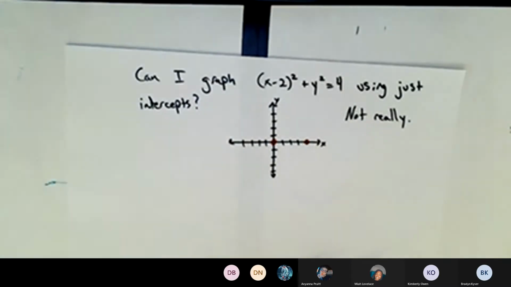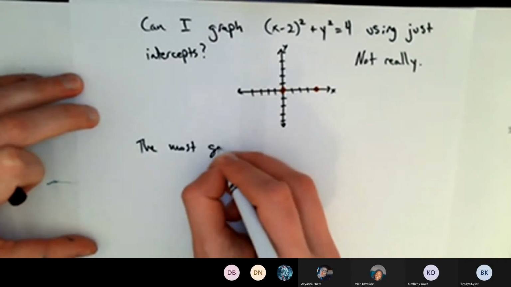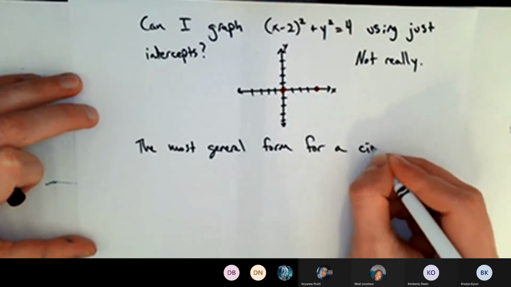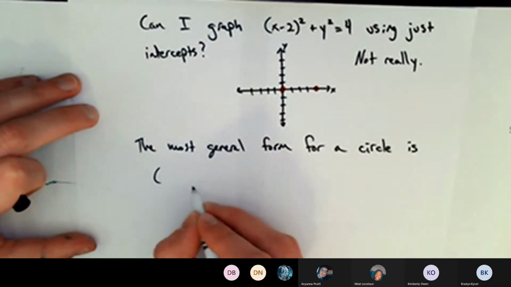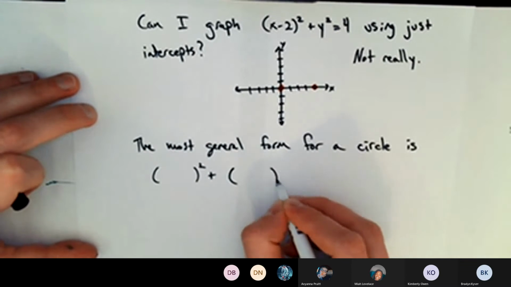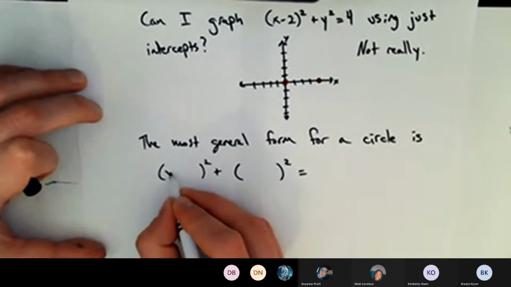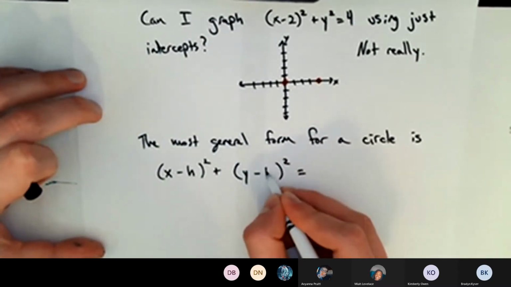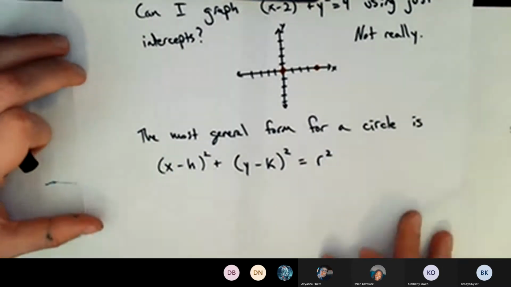The most general form for a circle is, here it is. We know both pieces should be squared. It's going to look like this and then equals a number. We're going to say (x minus h) squared plus (y minus k) squared is equal to r squared.